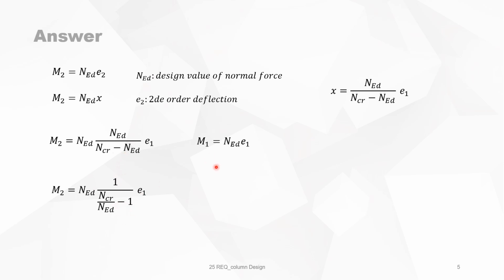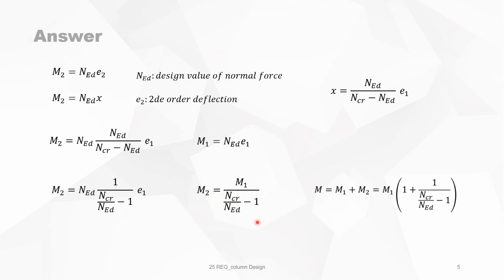Then we substitute, because NED times E1 is the first order bending moment. So the second order bending moment depends on the first order bending moment times this factor, and the total bending moment is M1 plus M2. You can write it in this way, and that is the relationship that we have proven.